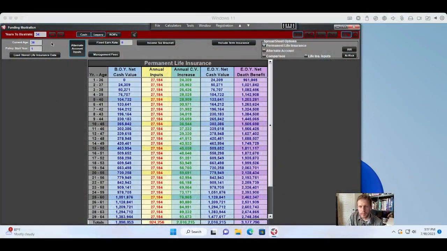As you see here, we're going to have a 36-year-old. We're going to go 34 years out, so we're going to age 70 on this. We're starting in year one on the policy. You will see that we have 27,184 going into the policy. At the end of year one, we have 24,309. Year two, 27,184 goes in. At the end of year two, we have 50,000.